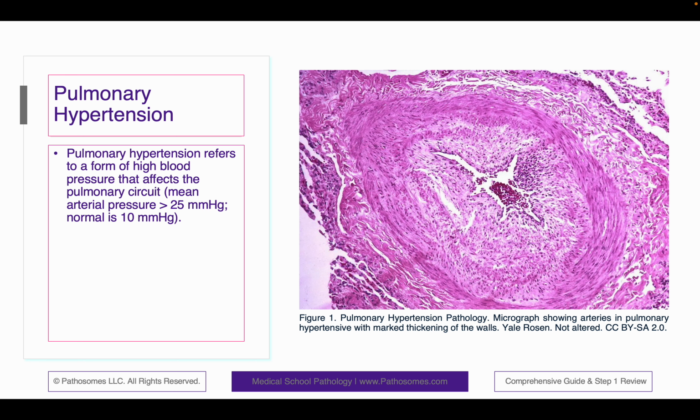Now in this image, I want you to pay close attention to the thickening of the arterial wall and how small that lumen is, right? That's due to constantly being flexed and constricting in the setting of this hypertensive response.